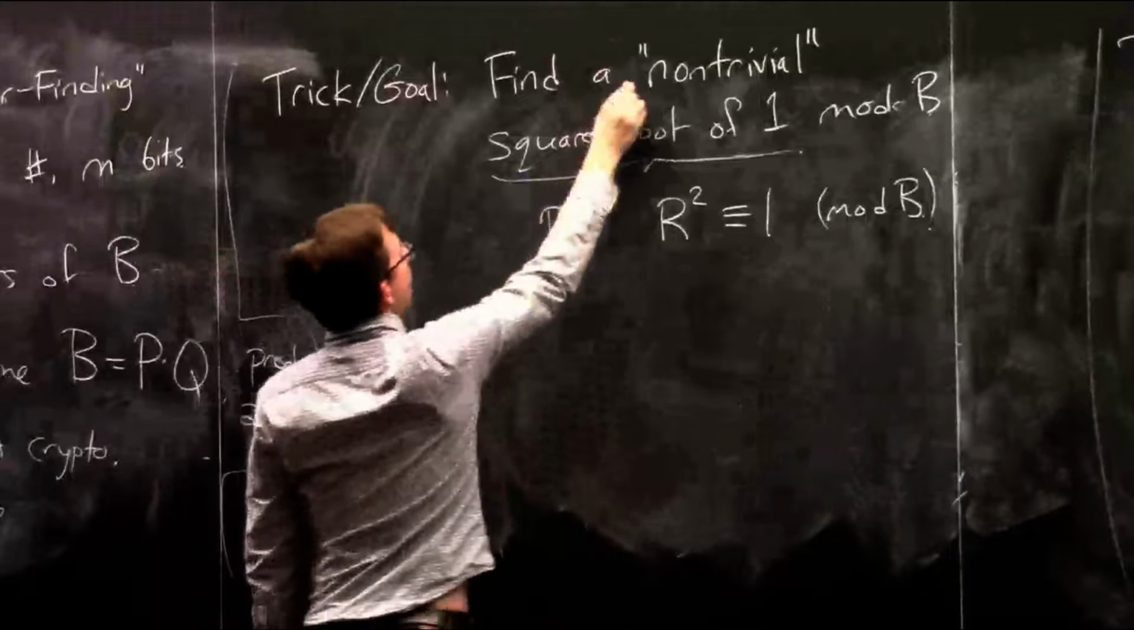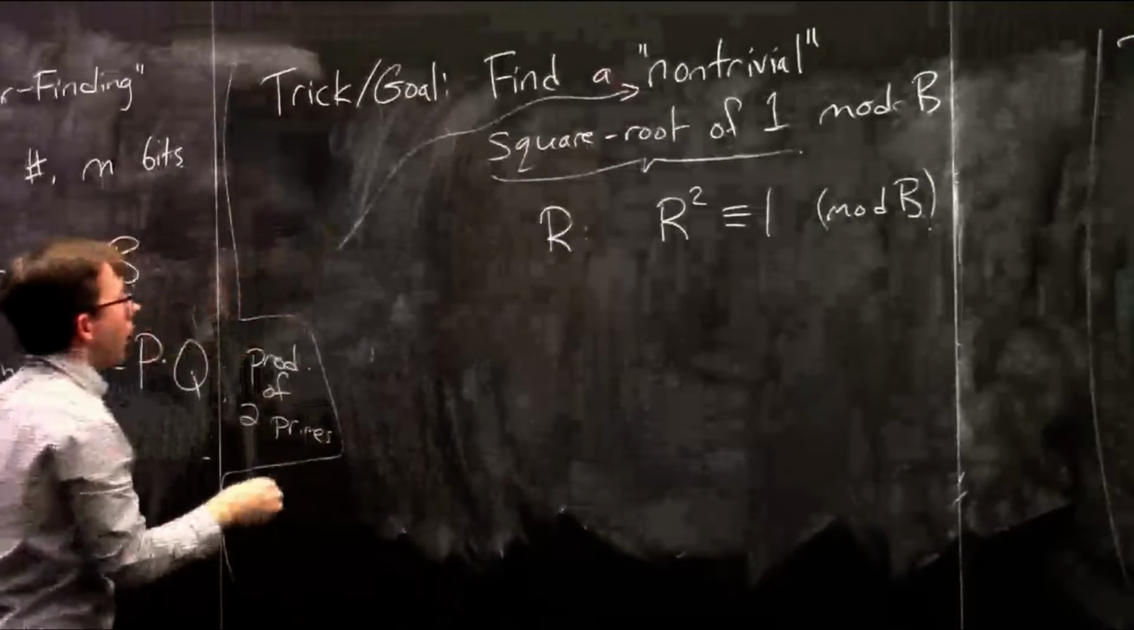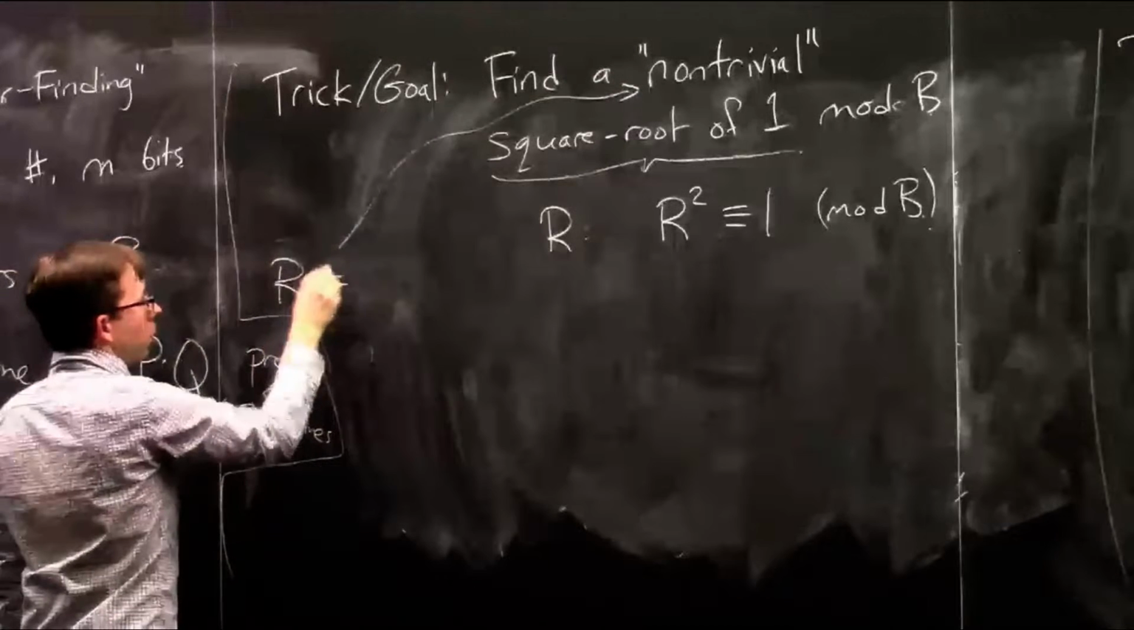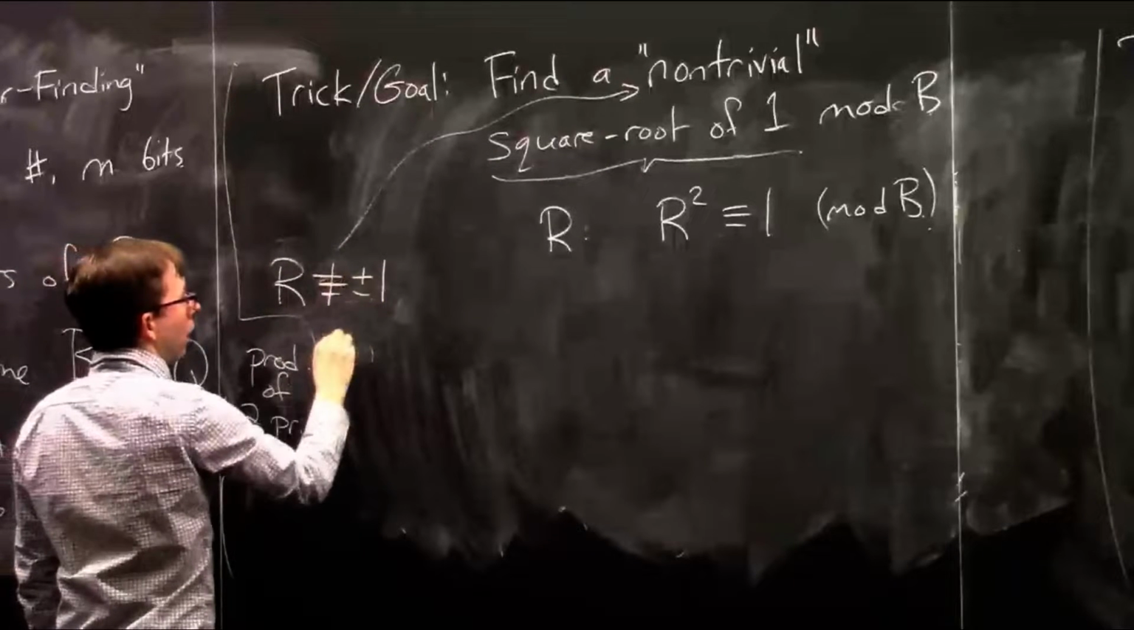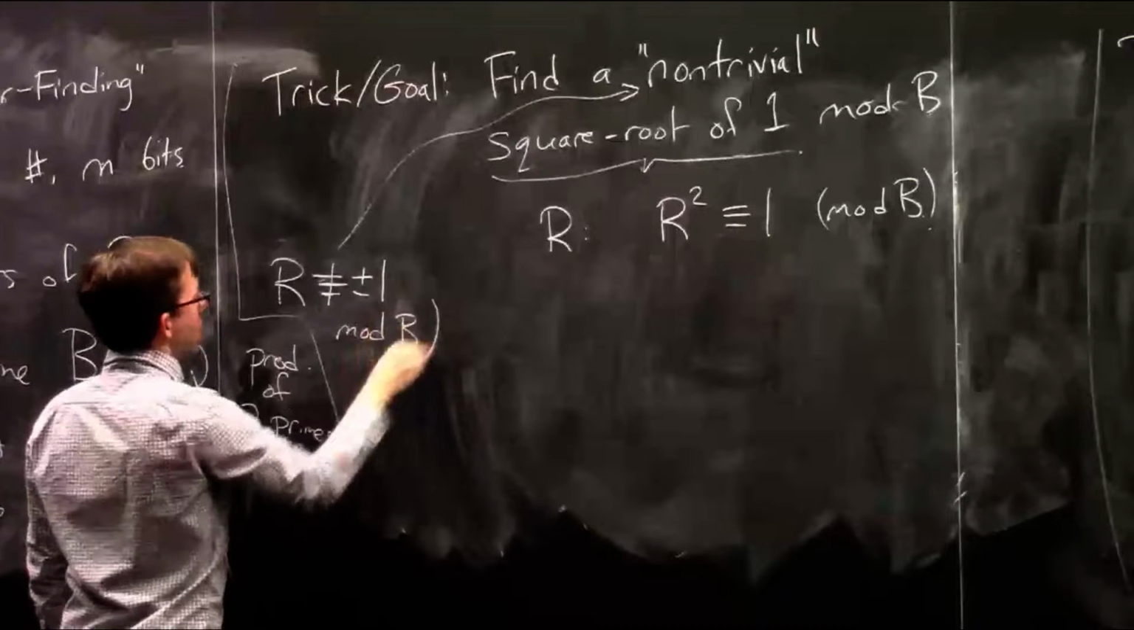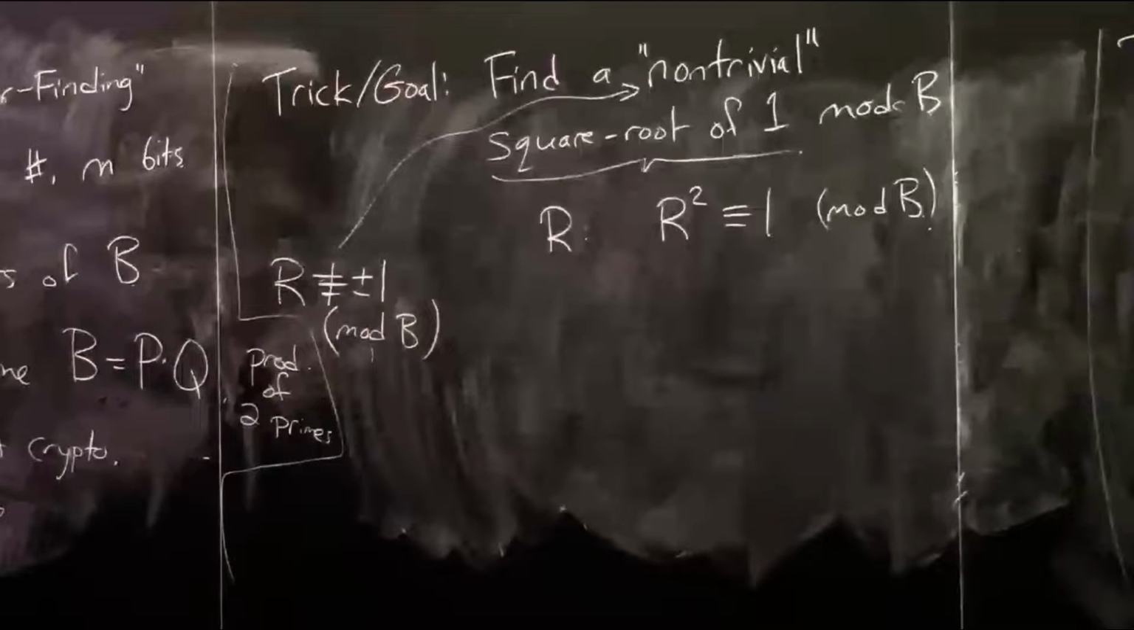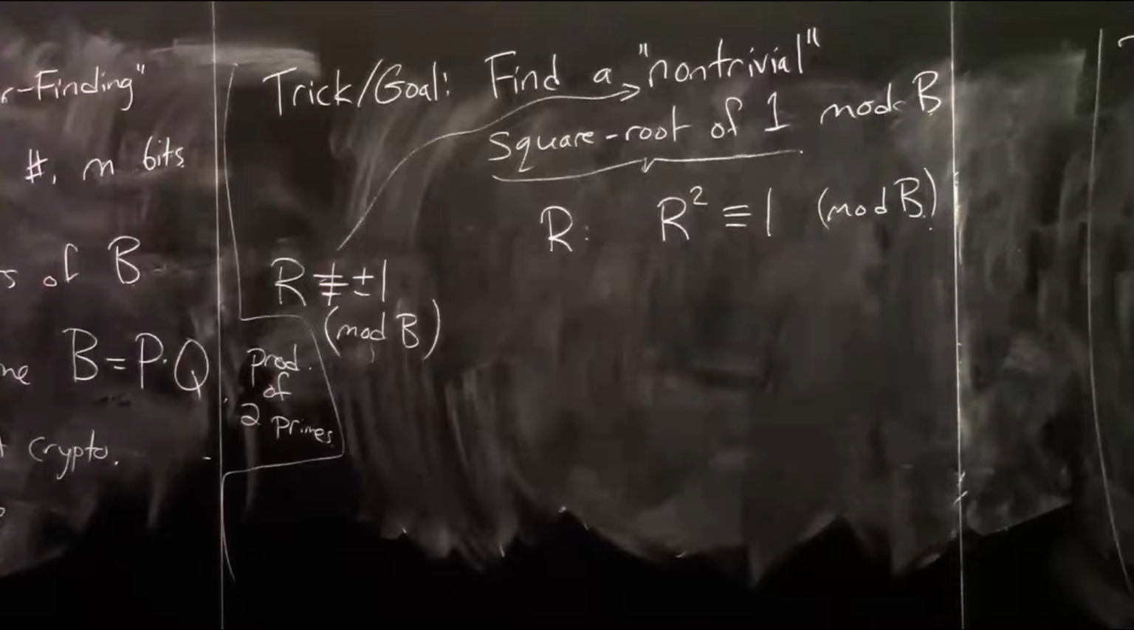And what does non-trivial mean? Well, this just means that r is not 1 or minus 1. Those are obvious square roots mod any number. So we want to find some other square root.